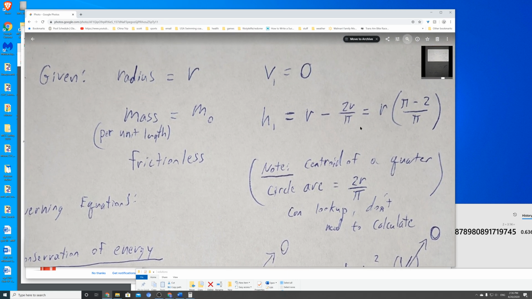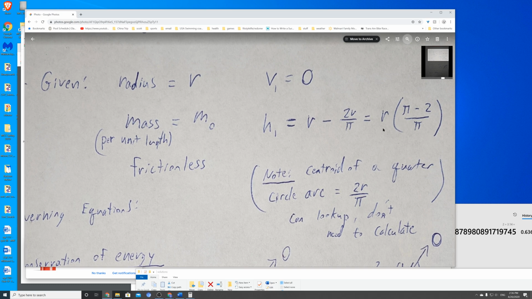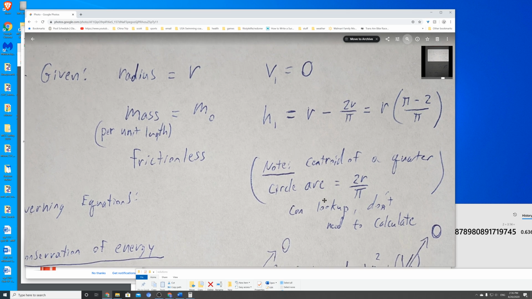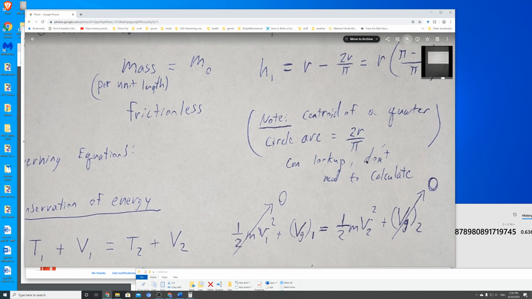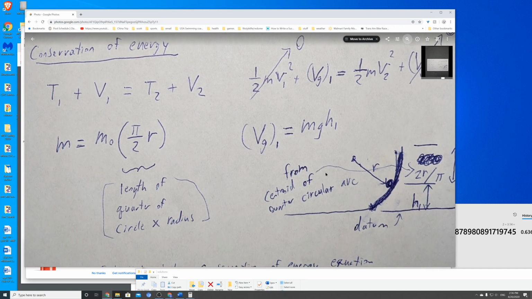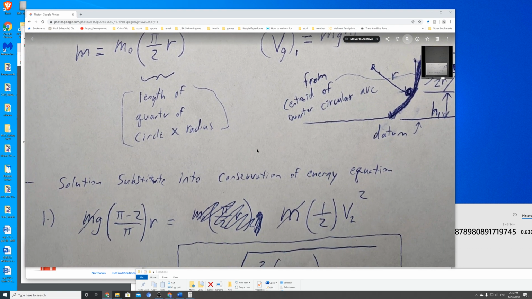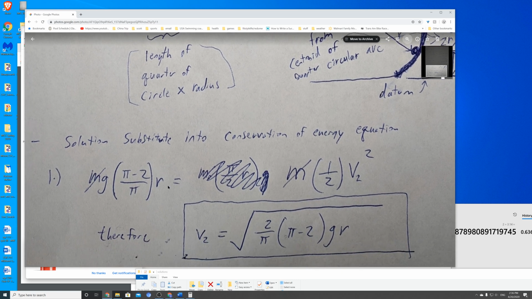We can write it like this if we want. That might be a little simpler. This is the way the author chose to write it. So it's r times pi minus 2 over pi, or just r minus 2r over pi.